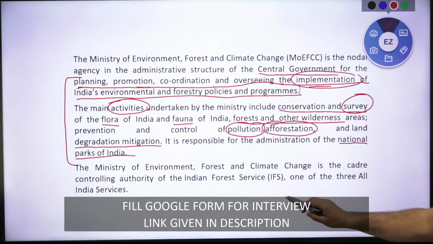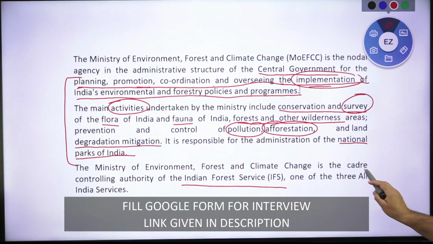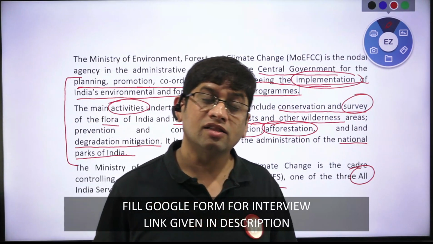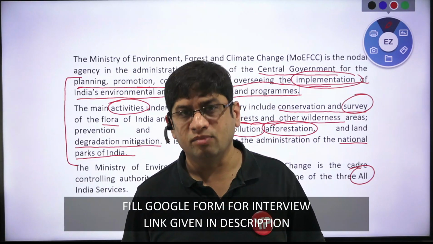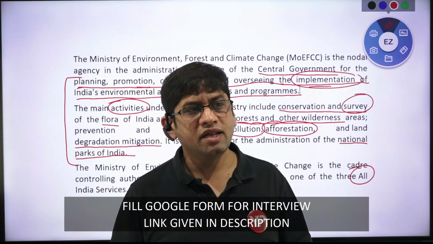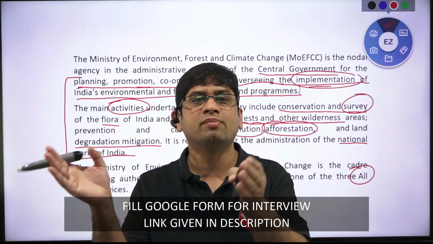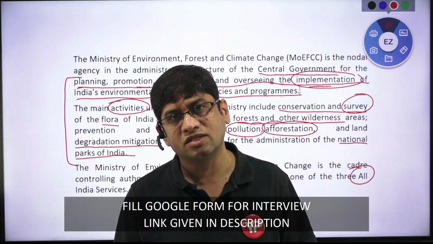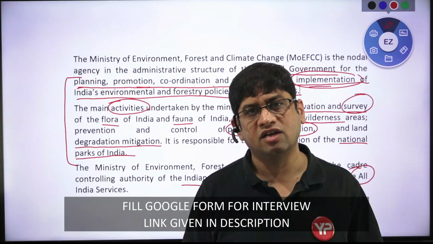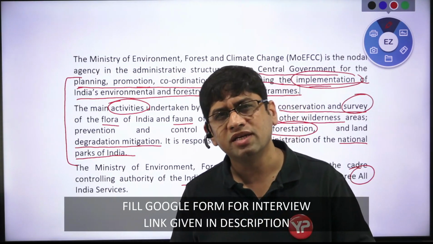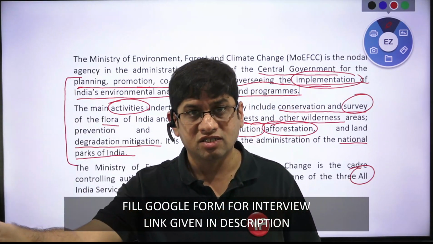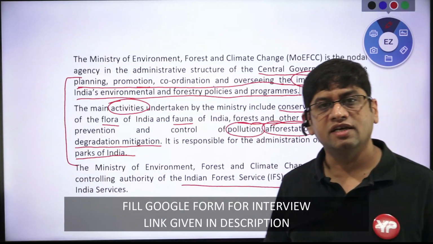And you know, there is one service which is called Indian Forest Service, which is one of the 3 all India services. So what are the other 2 all India services? Sir, Indian Administrative Service and Indian Police Service. What is the meaning of that? The meaning is that these services are controlled by the central government, central ministries. Like the Ministry of Personnel, which is under the Prime Minister, controls the IAS. Similarly, the Home Ministry controls the Indian Police Service. And which ministry controls the Indian Forest Service? This ministry controls the Indian Forest Service.